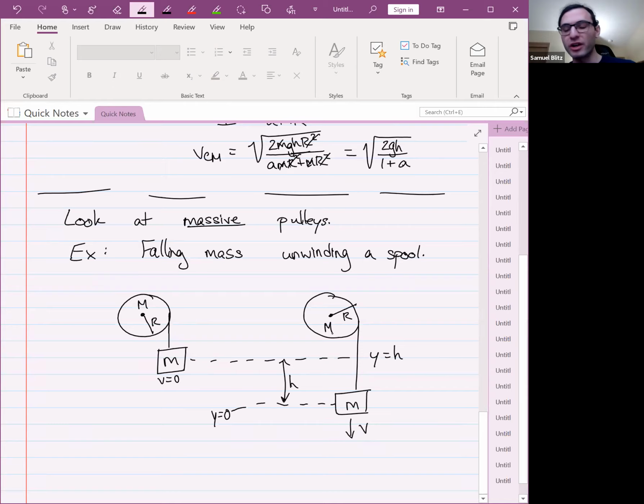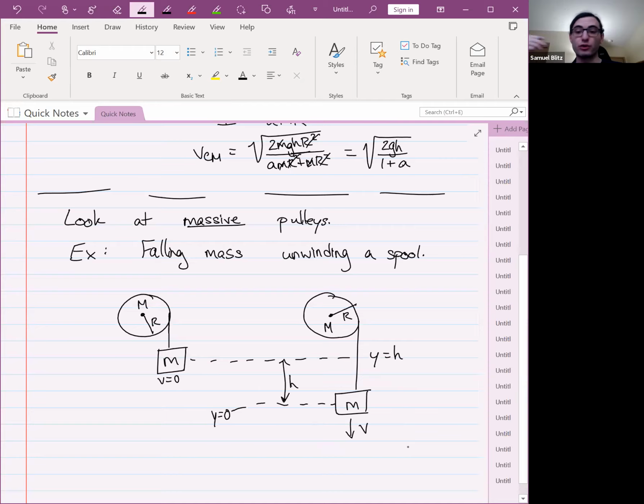Now, if the spool was massless, then it would just be standard translational kinetic energy, right? You'd set mgh equal to 1/2 mv squared, and you'd be done. Because if the spool is massless, then the rotation of the spool has no associated kinetic energy. But now that we're treating the spool as if it has mass, the rotation of the spool, which is affected by the rate at which the block is falling, has kinetic energy.